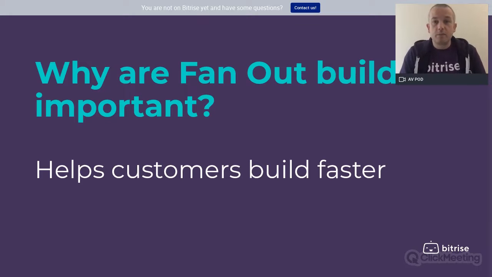So why are fan out builds important? They really help to speed up your builds. If you've got a lot of sequential tasks that you're running, maybe code coverage, UI testing, unit testing, all of these things can actually happen independently. That's because we build the app once and then we run these subsequent tasks on those build artifacts.